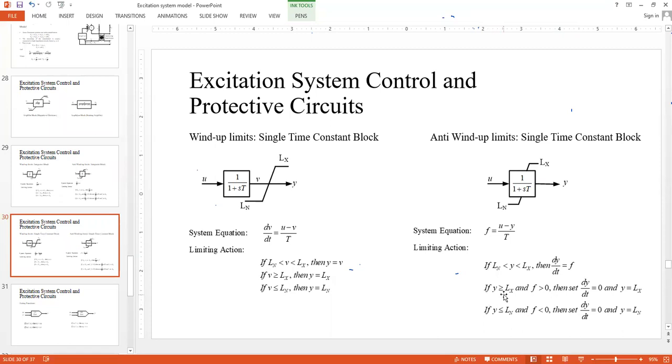But again, if y is greater than or equal to Lx, and at the same time there is a difference between u and y in such a manner that u is higher than y. Okay, T is always constant, it's the time constant. So f would be 0 only when the input is higher than the output. Okay, so if this condition is satisfied as well as y reaches the limit, then you set u equal to y and y is equal to the upper limit. That means ultimately you are setting u equal to Lx. Okay, that would give you y equal to Lx as well as u equal to Lx as well as f equal to 0. You set f equal to 0, and vice versa for the lower limit.